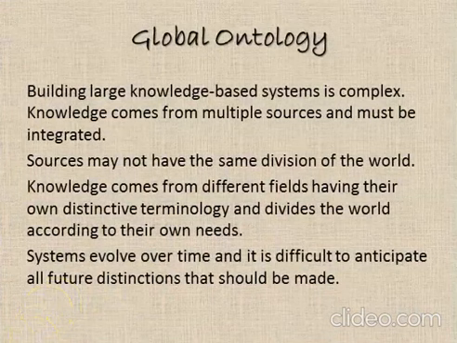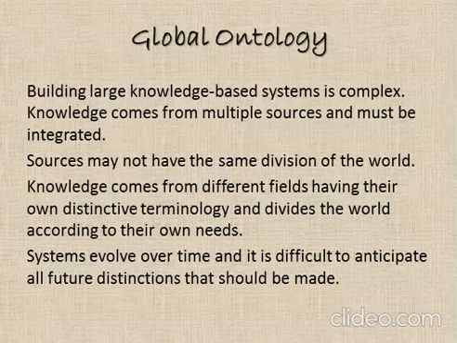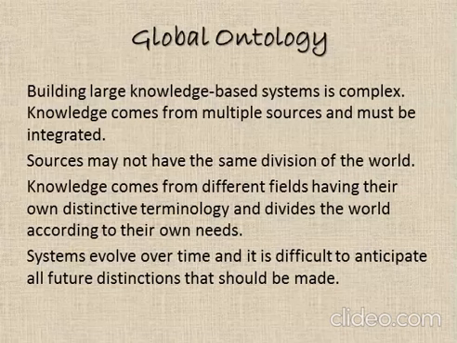We have already made a small discussion on global ontology with an example of a book, because a book can have different premises, and based on the premises, the definition of the book may change from person to person. Building a large knowledge-based system is a complicated task because the knowledge comes from multiple sources, and this knowledge in different formats must be integrated.